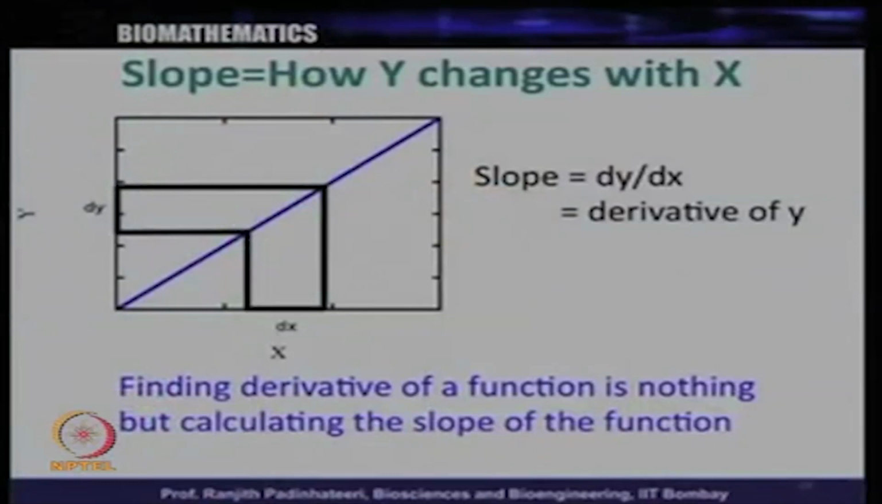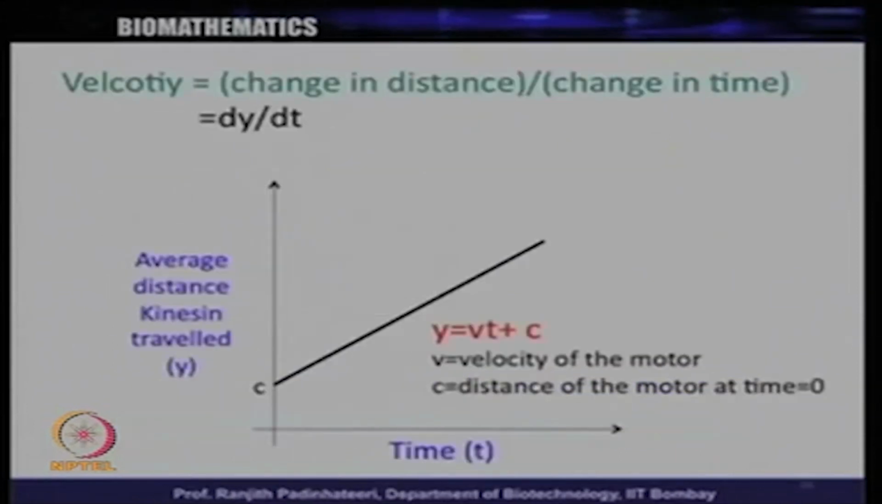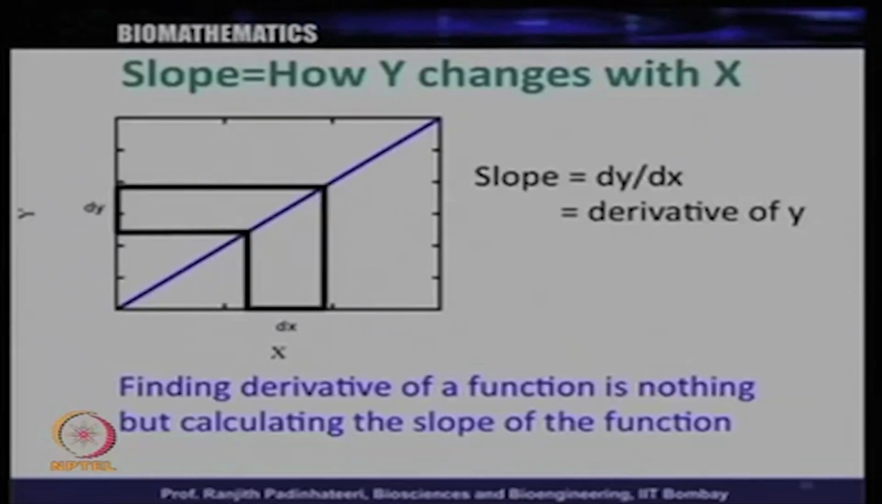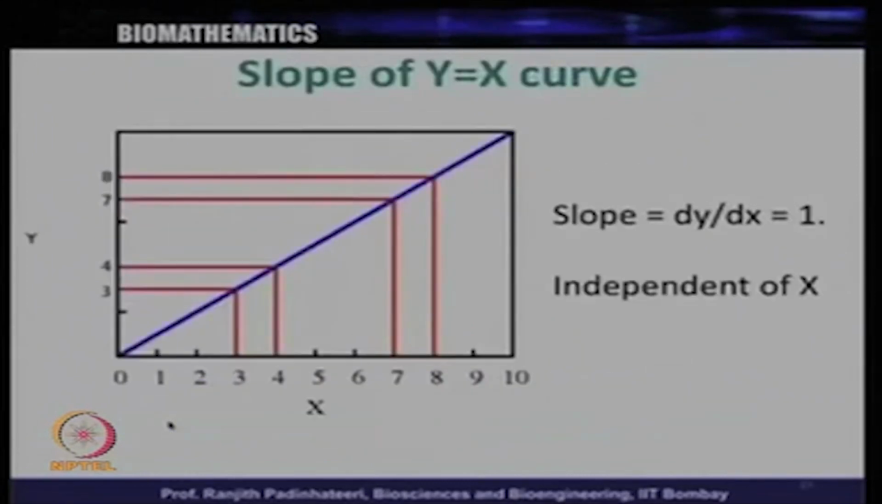As you see here, calculating dy by dx, how much y changes when you change x, is calculating the slope. So, you calculate the slope of the straight line. Finding the derivative of a function is nothing but calculating the slope of the function, and this is very useful. If you calculate the slope of this position-time curve that we saw in the previous graph, you will get the velocity.